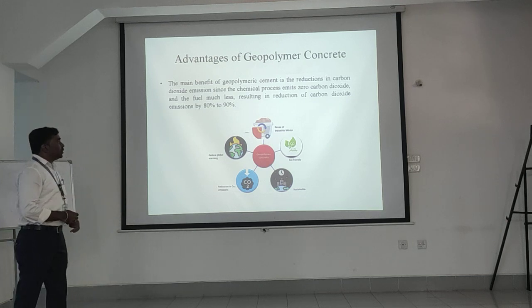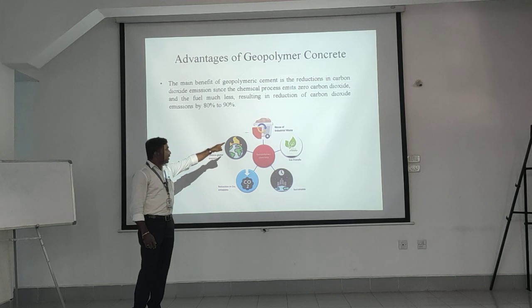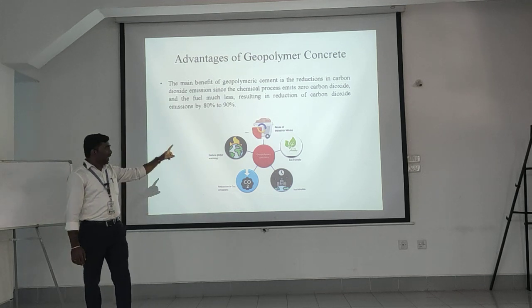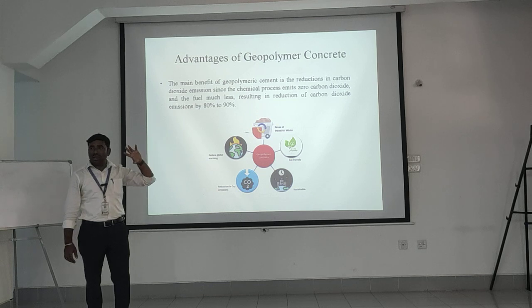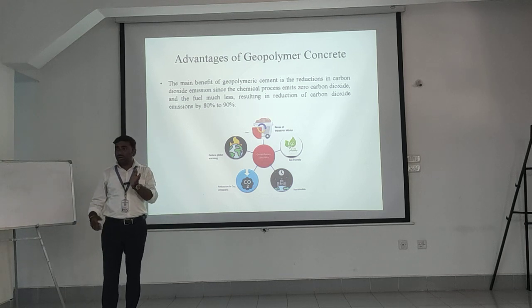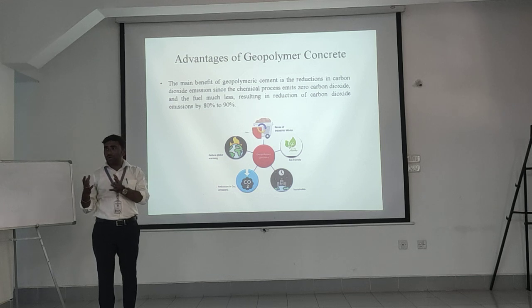Next, the advantages of geopolymer concrete. The first one is reuse of industrial waste. Which waste are we considering here? Fly ash. How do we get that fly ash? By burning coal. It is a waste product, and this waste product requires land for disposal. That also we can address.